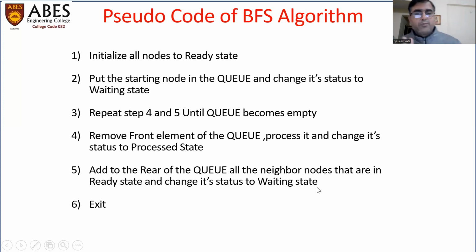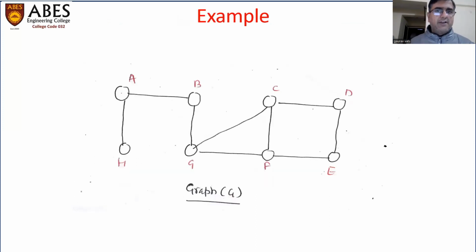Now, here two important points are there. Only those neighbor nodes will be added to the queue that are in a ready state, not the process state ones. And the second one, whenever you are putting any node in the queue, it will come to the waiting state. Now, I will take an example and implement this pseudocode. You will understand what I want to say. Suppose this is a graph. This is an example, a graph containing A, B, C, D, E, F, G, H.